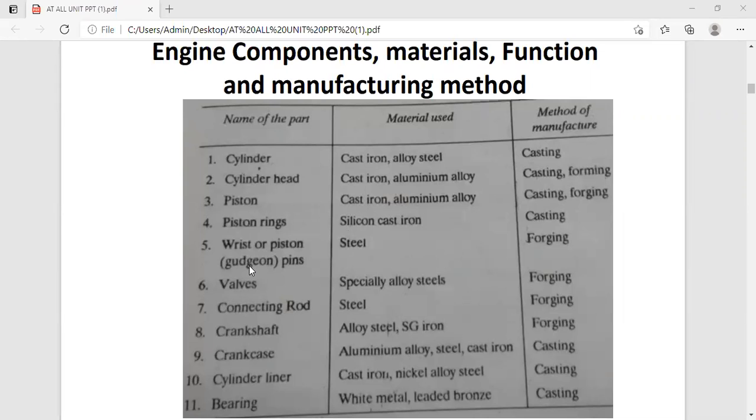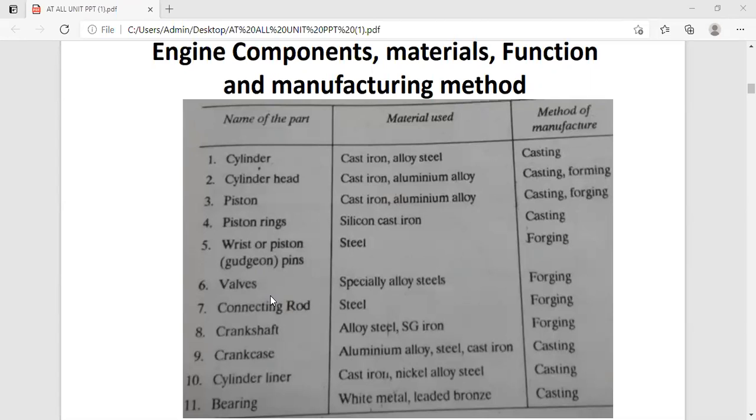Next is the piston pin. It is made of hardened steel in the shape of a spindle, and it connects the piston to the small end of the connecting rod, with the bearing fitted with it being the small end bearing. It is made of steel, and the forging method is used.